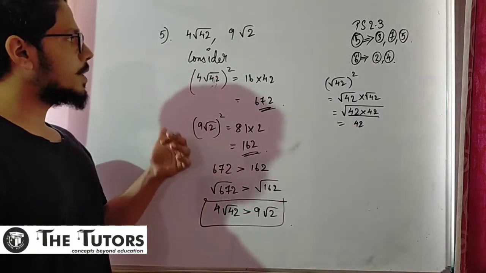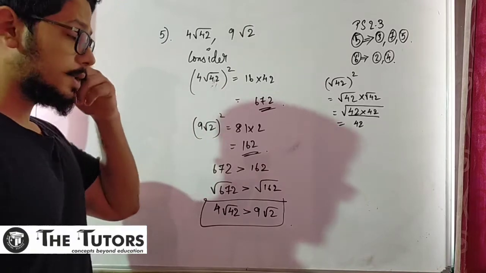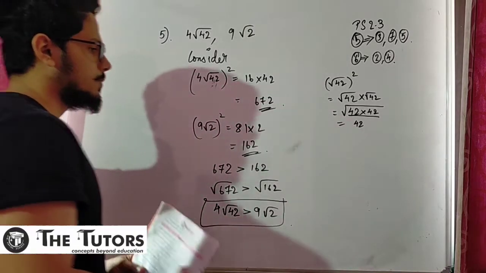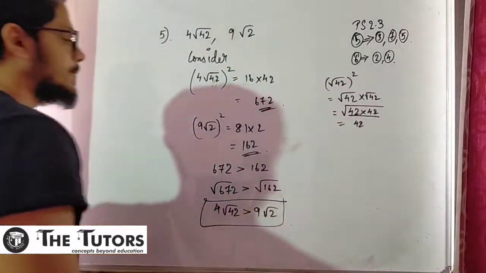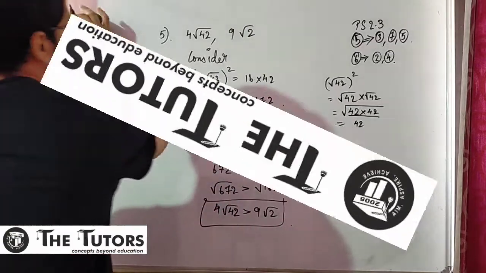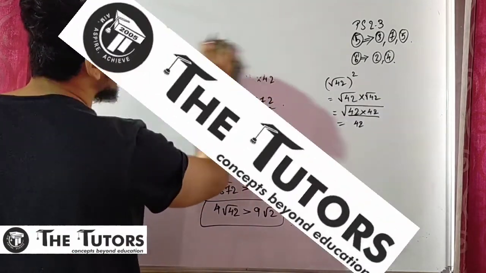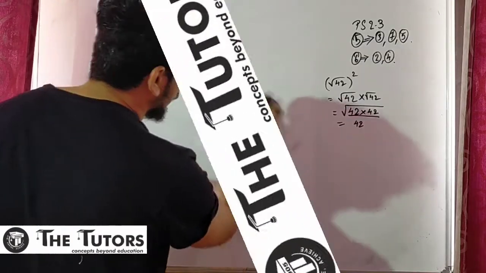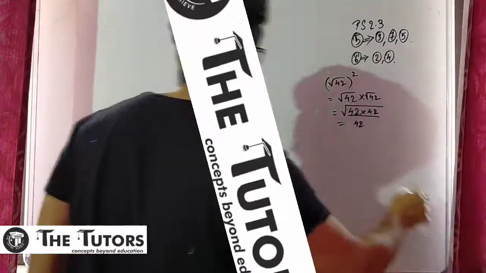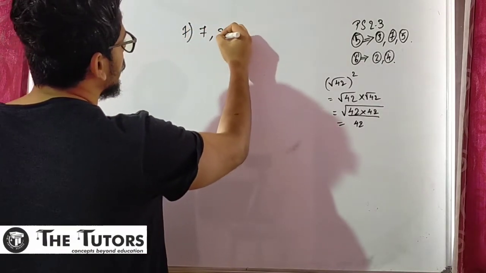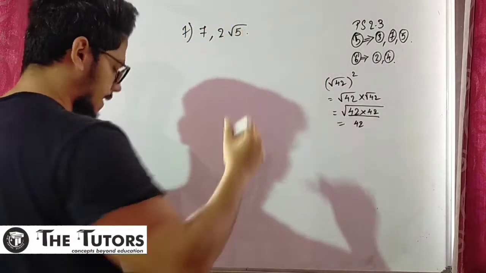This is the fifth sub question of the fifth question. We will move on to the seventh one now. Take a good look at this. The seventh question you have is 7 comma 2 root 5.